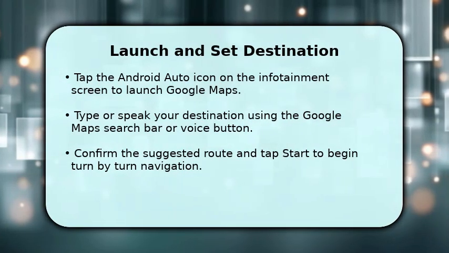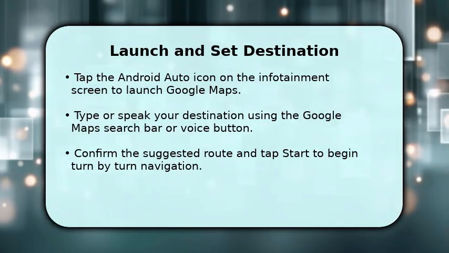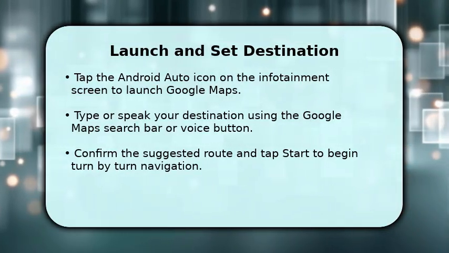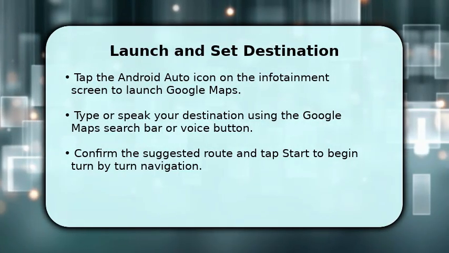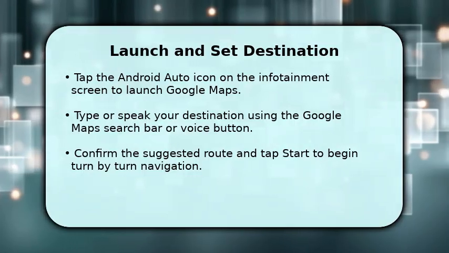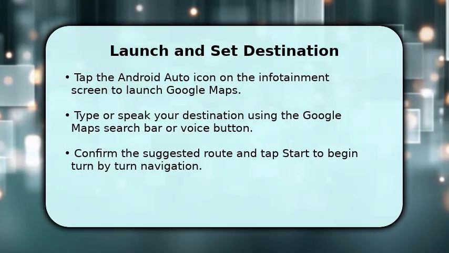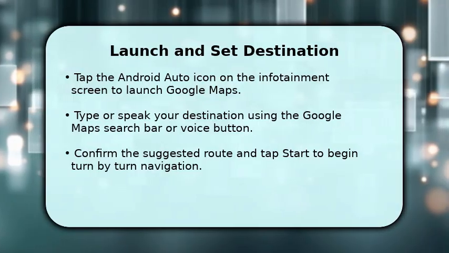Tap the Android Auto icon on the infotainment screen to launch Google Maps. Use the touchscreen or steering wheel voice button to access the Google Maps search bar. Type or speak your destination using the Google Maps search bar or voice button for hands-free entry.